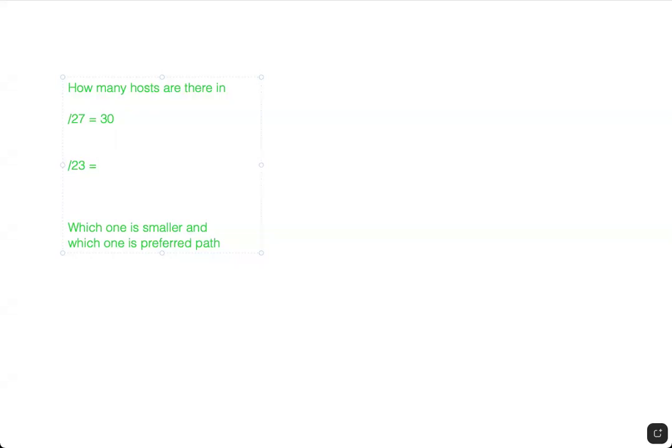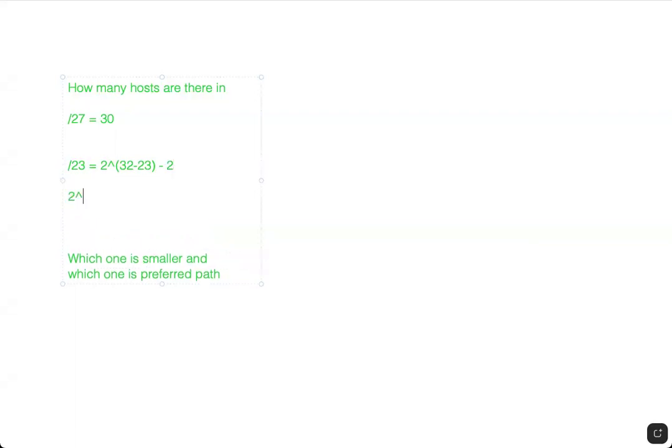And 510 in /23. So that is 2 to the power of 32 minus 23, minus 2. That is 2 to the power of 9, right? Minus 2. 512 minus 2 is 510. So there are 510 hosts in the /23 network. And which one is smaller? /27 is smaller, and that is the preferred path. Okay.